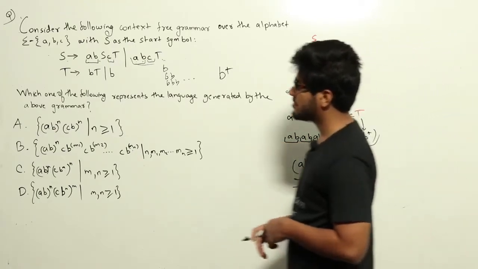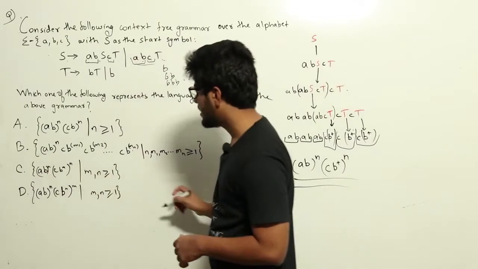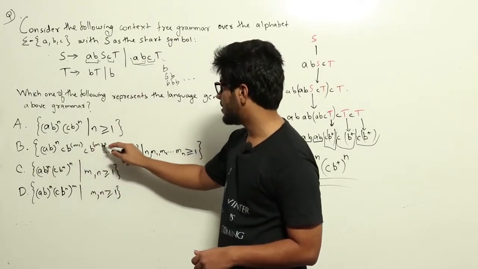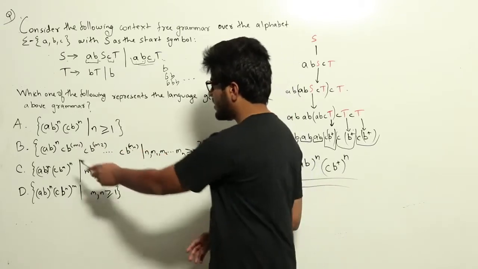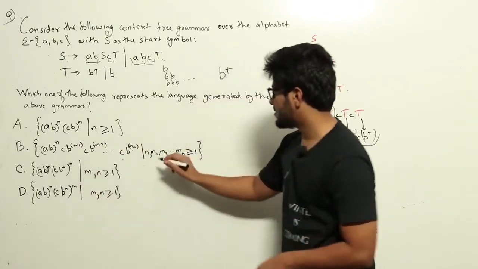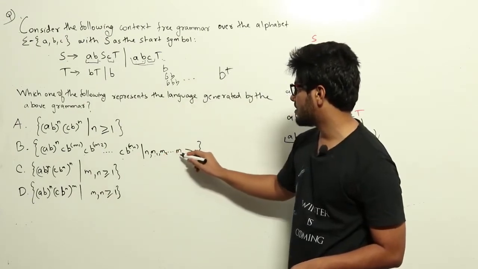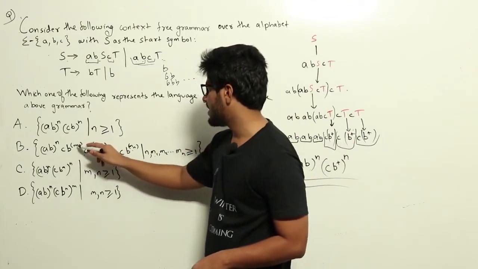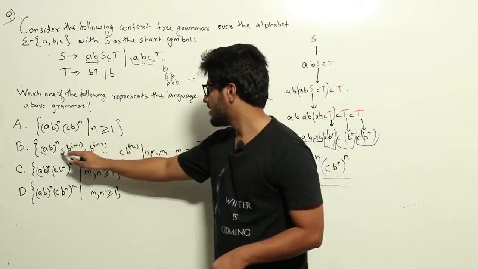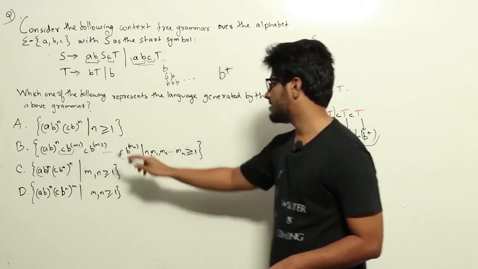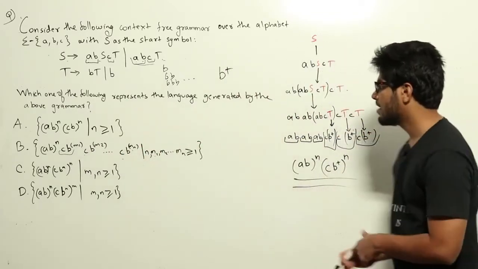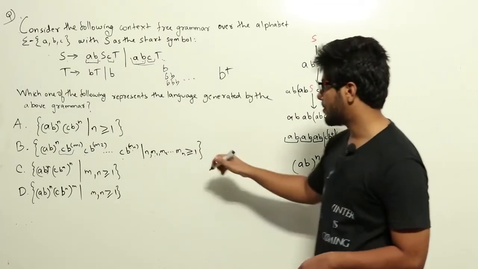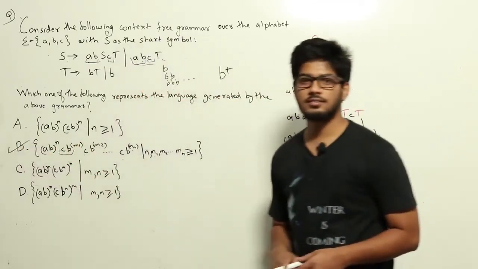Now if you look at the options, you will see that option B corresponds to that: AB n times, and then we have C B raised to M1, C B raised to M2, etc., C B raised to MN. The number of C's here is N. It's given that M1, M2, etc. up to MN, meaning there are N M's here. So the C B M part is there N times, which is the same as what we wrote here. Also M1, M2 are greater than or equal to 1, which corresponds to B plus. So B is the correct answer.